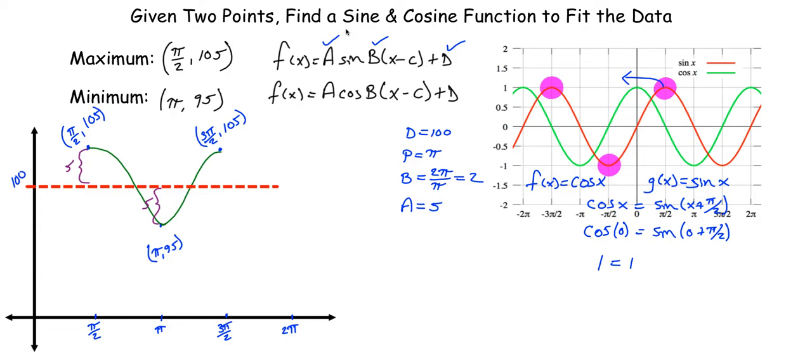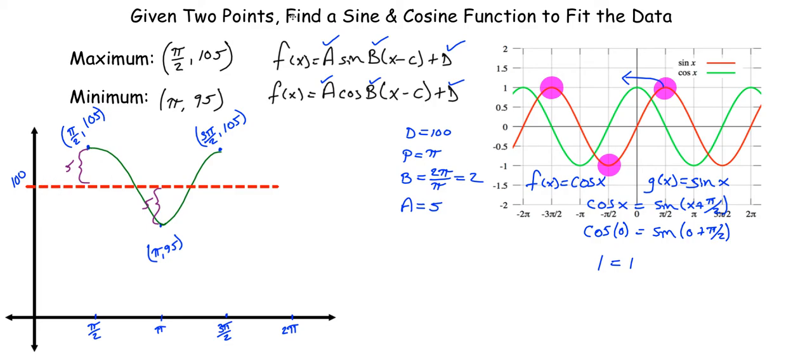Because A, B, and D are going to be the same for both functions, I've also found A, B, and D for my cosine function as well. So now the trick is just to find my value of C. Well, I know that my period is going to be pi. So I can figure out, is my cosine graph or my sine graph going to start at the top, or is it going to start on the midline? I just have to remember what the rules are.